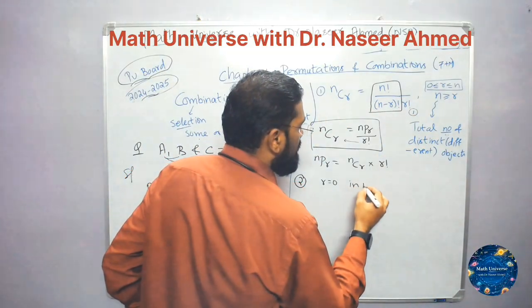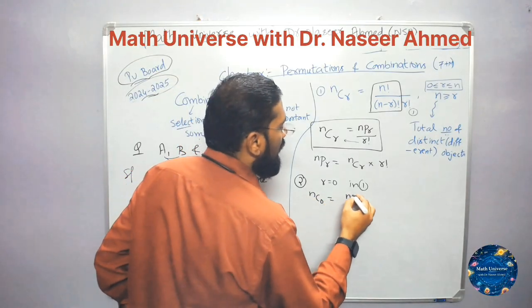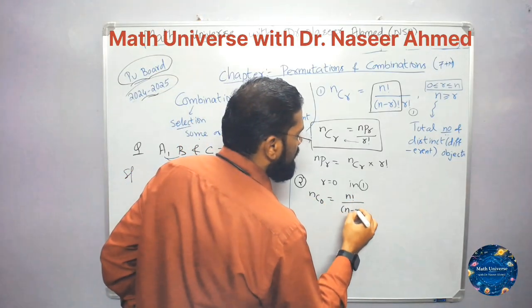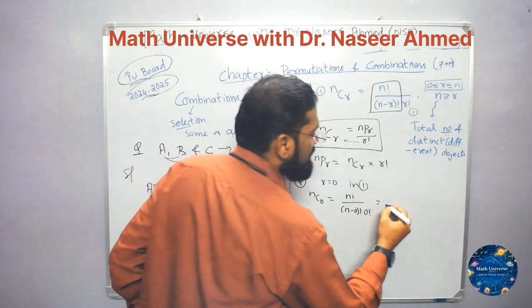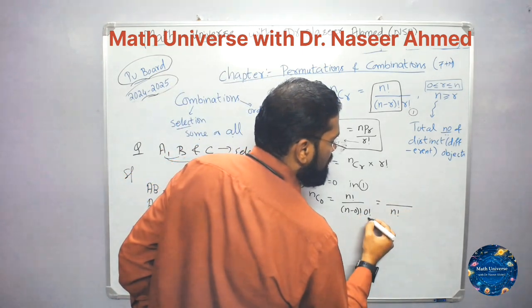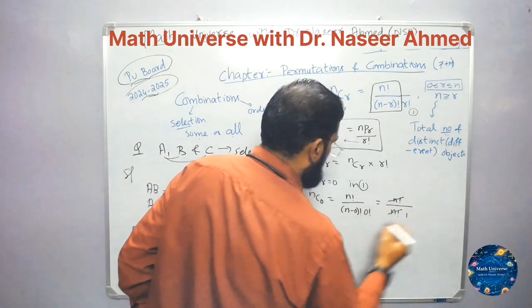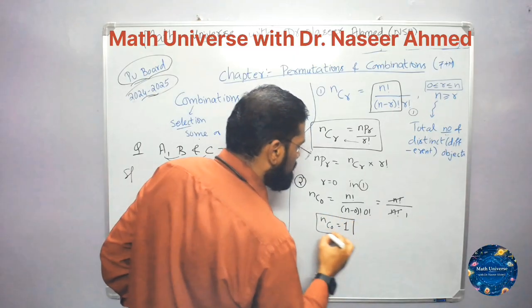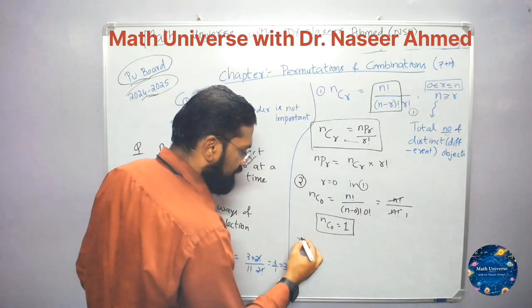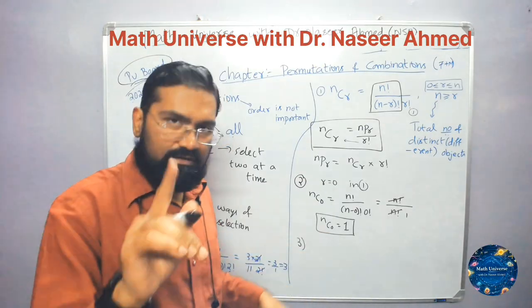If I put it in equation number 1, we get nC0 is equal to n factorial divided by (n minus 0) factorial, then 0 factorial. So n minus 0 is n factorial. 0 factorial is 1. Then n factorial, both get cancelled. The answer is nC0 is equal to 1. So the number of ways of rejecting all the objects is only one.